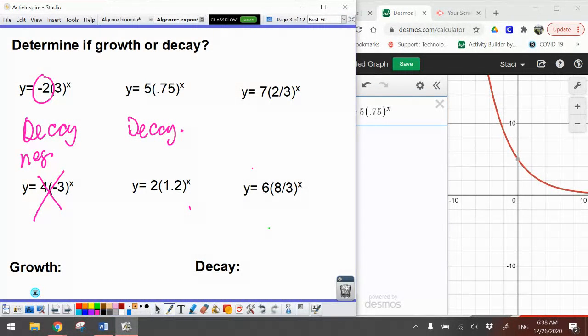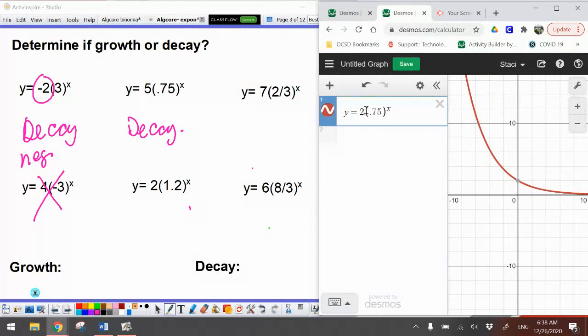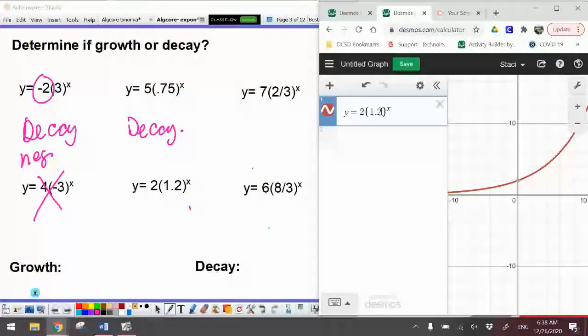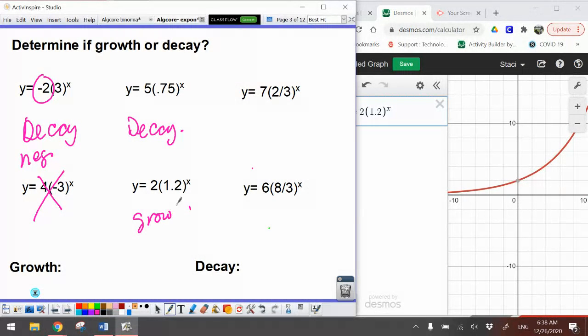Well, what makes that one a decay? I'm not really sure. So let's take a look at the one below it. If I change this to a 2 and change this to a 1.2, that one's going up. So this one is a growth. What's the difference between this one and this one? Well, specifically, it's the decimal.